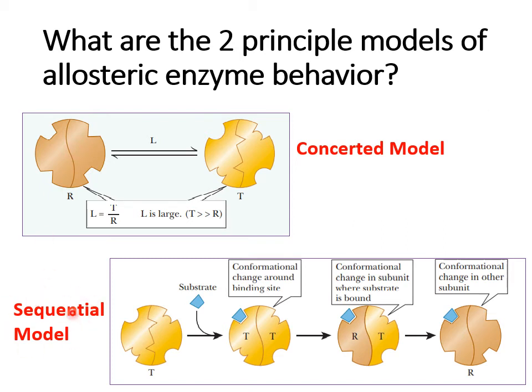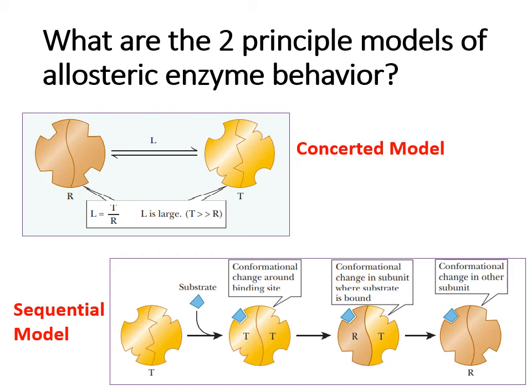Then in the sequential model, like the name suggests, instead of both of the subunits changing at the same time, you have a sequence of changes, meaning that this cooperative binding model shows that the binding in one subunit changes that subunit, which then induces a change in the second subunit right after that. Okay, so you notice it happened one at a time.